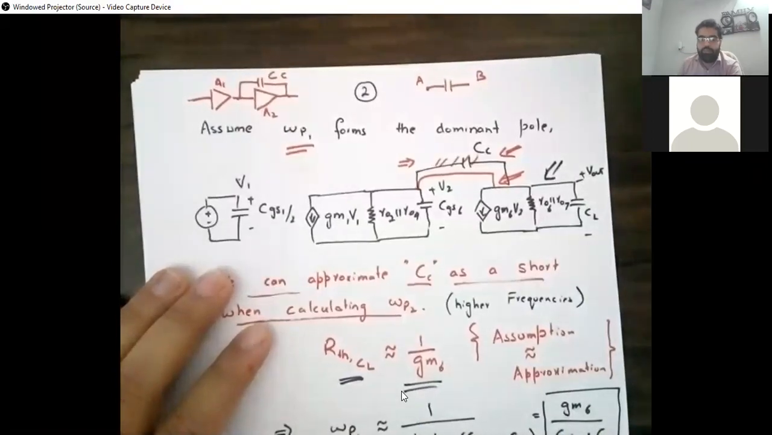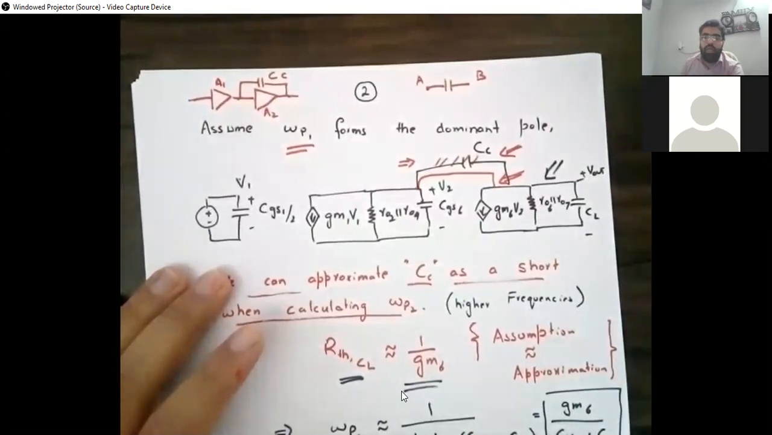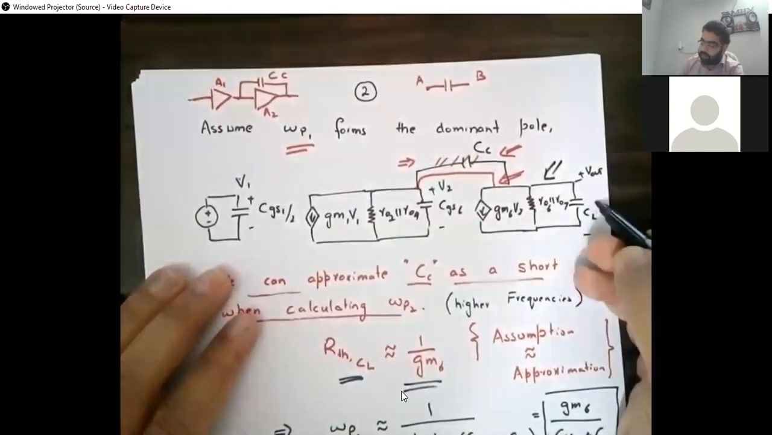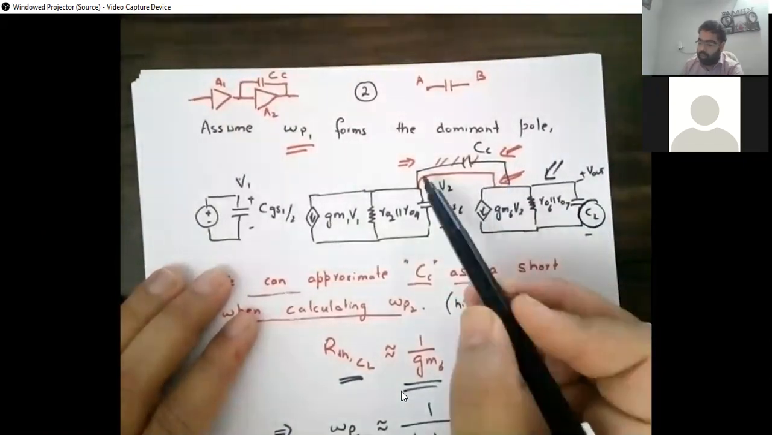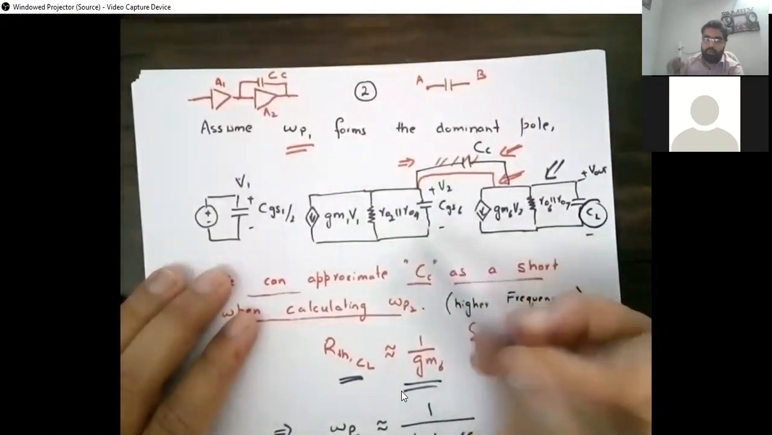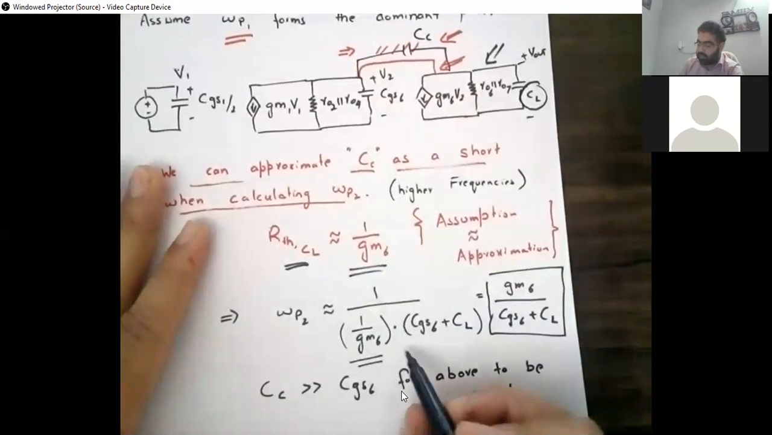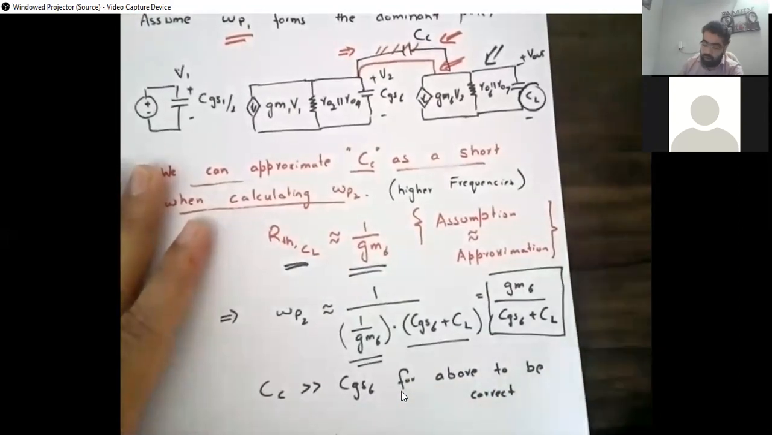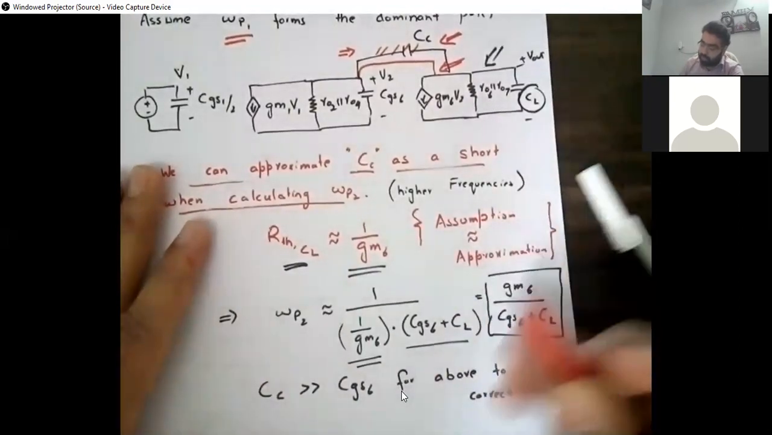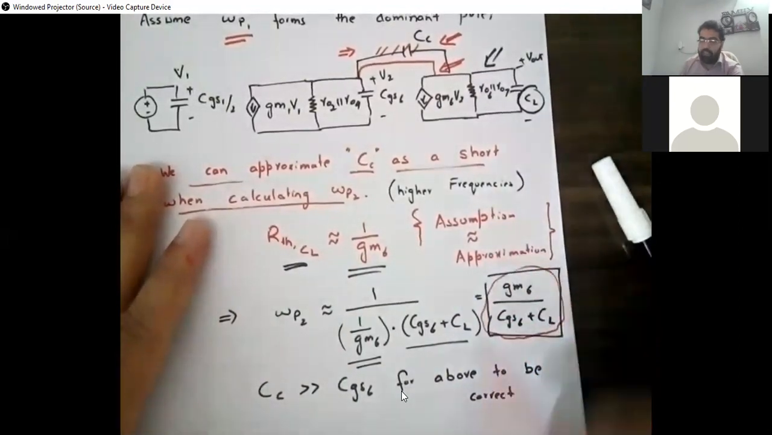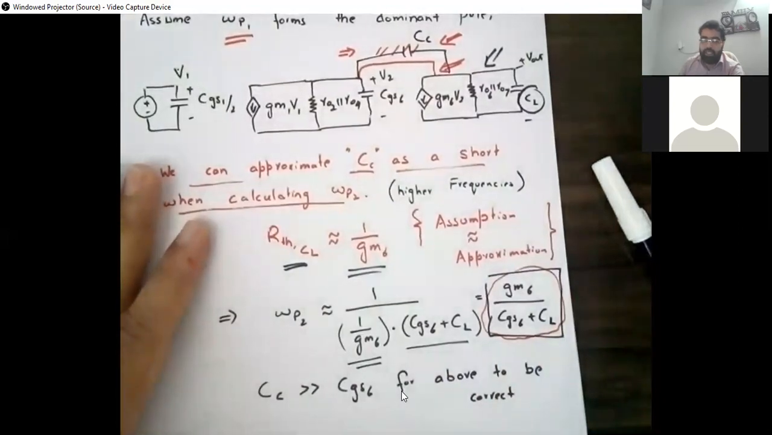Okay, so it's an approximation or a logical guess, and it's going to be correct for this part. Now 1 over GM6 is going to be multiplied by some capacitance to form omega P2. What are those capacitances? One capacitance is CL. Since we shorted this node, the other capacitance is CGS6. Both of them are in parallel, so they add up. So the net omega P2 is 1 over GM6 times CGS6 plus CL. Or we can write the net expression of omega P2 as GM6 divided by CGS6 plus CL.